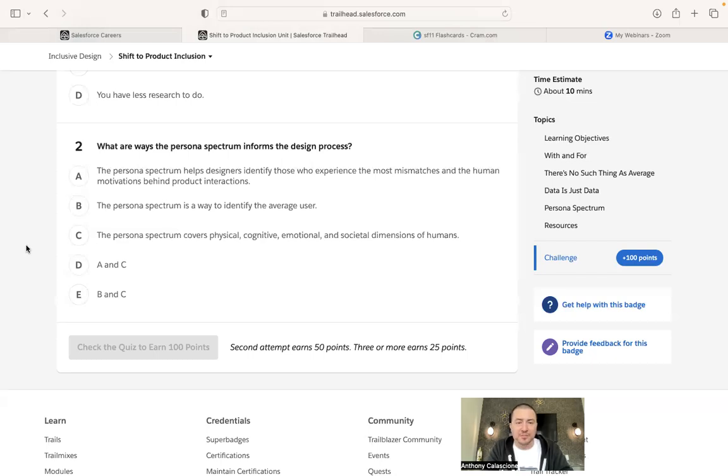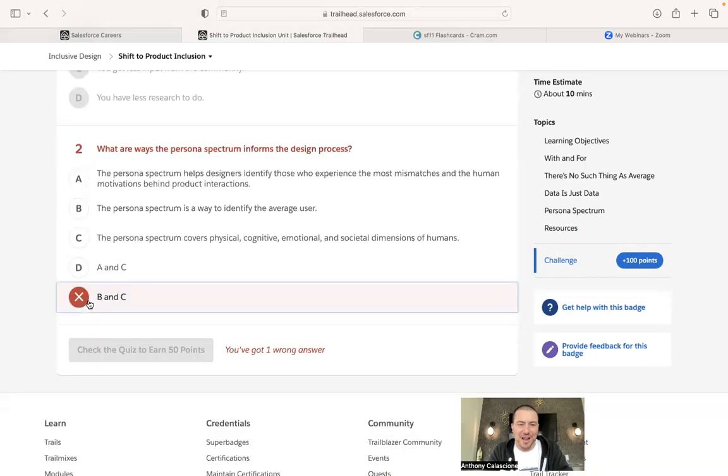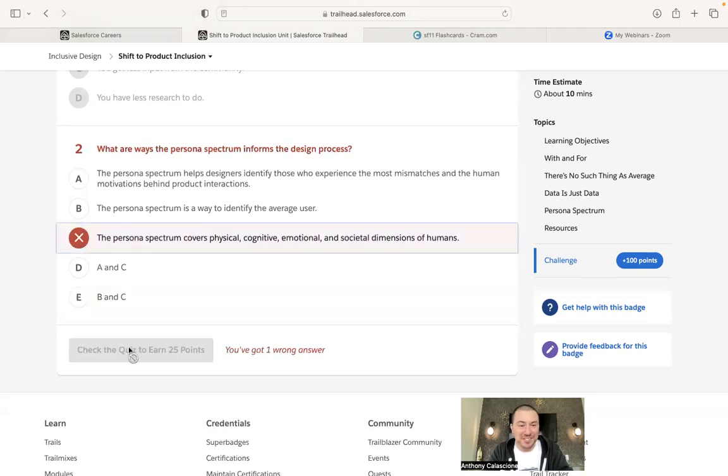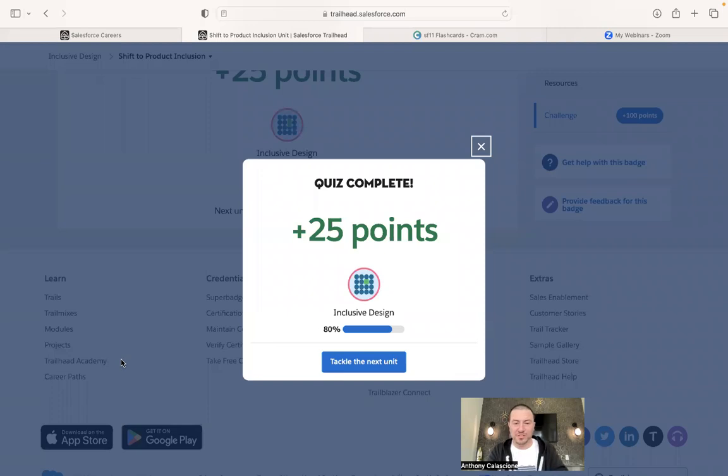A is the persona spectrum helps designers identify those who experience the most mismatches and human motivations. So that's not it. B, the persona spectrum is a way to identify the average user. I think so. So it's B and C. You know what? I was thinking about not actually doing that because the word average was in B. And the second I pressed it, I'm like, watch, this is going to be the moment. We're going to go with just C. It wasn't even just C, so A and C? That's so funny. Okay, so A was the right answer.